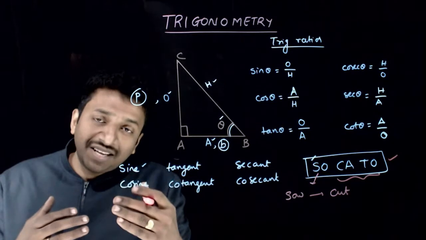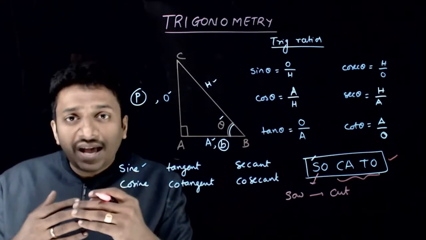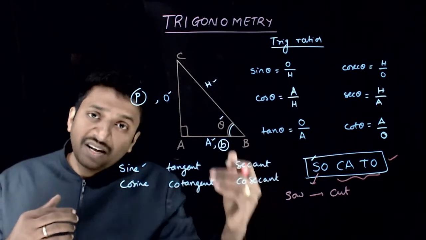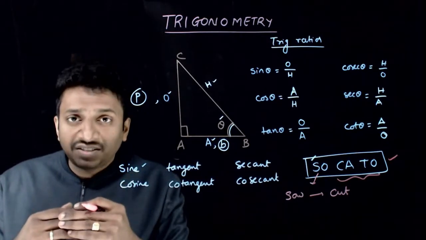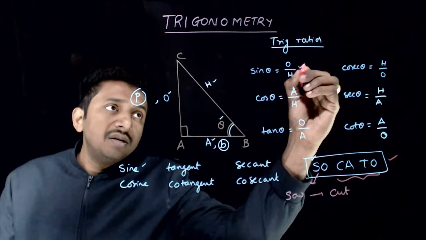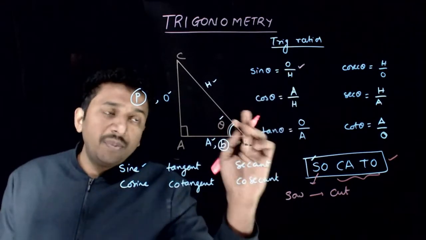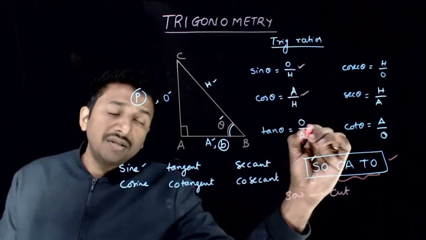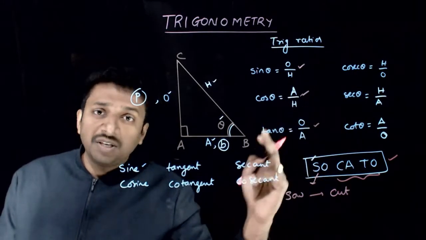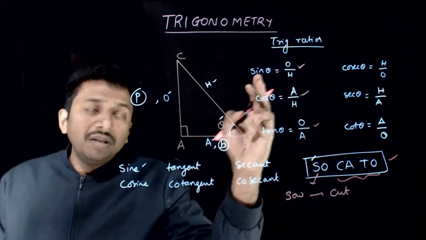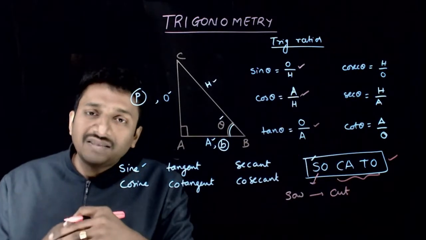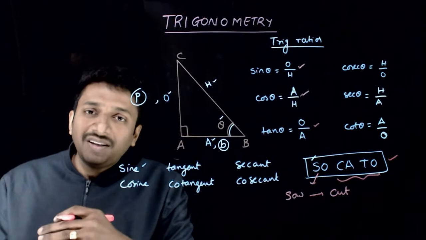Cos starts with adjacent side and ends with hypotenuse. Tan starts with opposite side and goes to adjacent side. So sine is opposite by hypotenuse. Cos is adjacent by hypotenuse. Tan is opposite by adjacent. And you can remember cosecant, secant and cot as the reciprocals of these trigonometric ratios.